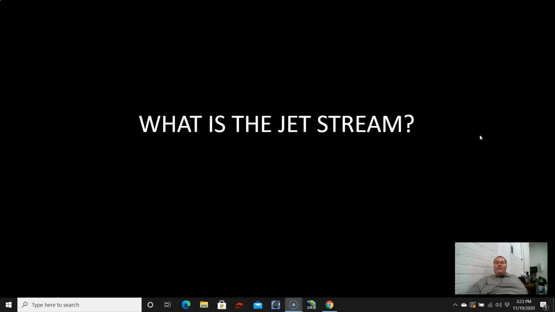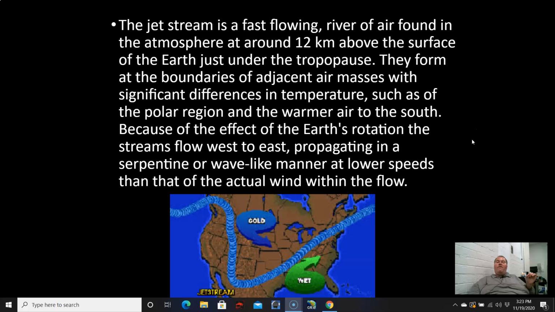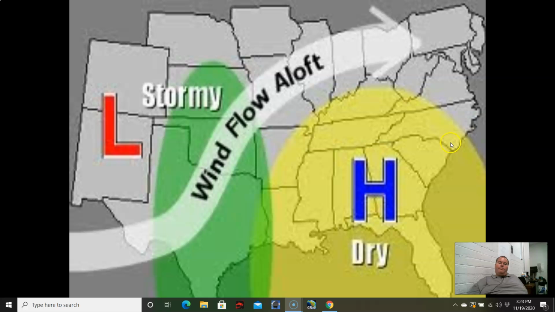So the next thing, what is the jet stream? The jet stream is a fast-flowing river of air, usually around 10, 15,000 feet in the air. They form at the boundaries of different air masses, where it's warm and where it's colder. So kind of that boundary area is your jet stream. The jet stream is also a mechanism to help steer weather patterns in whatever direction.